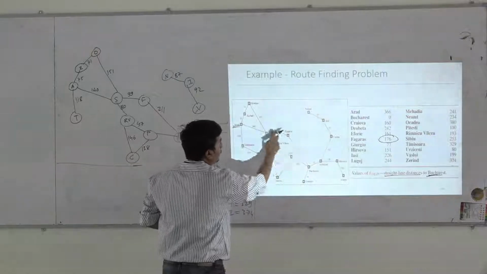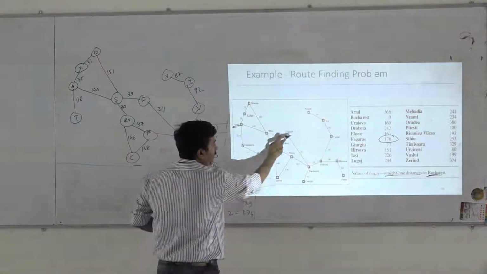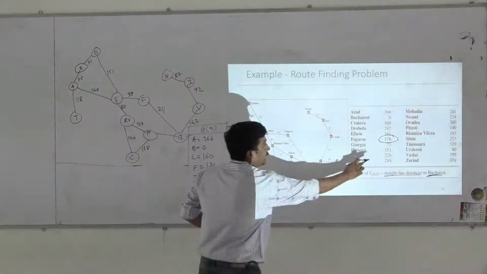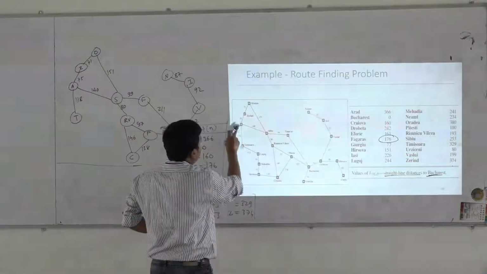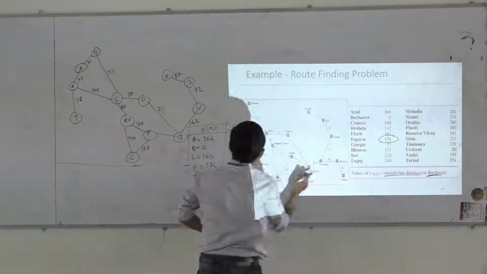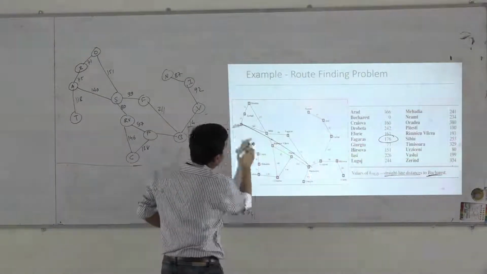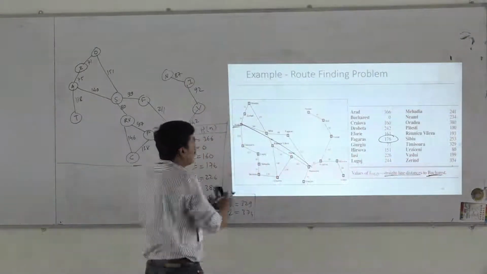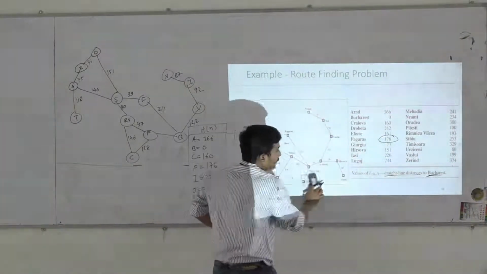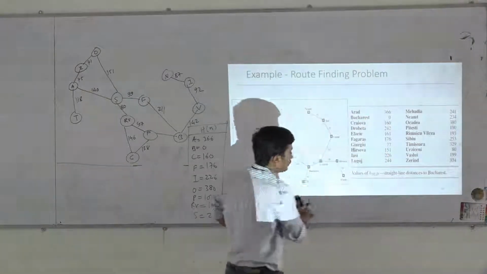These values represent the straight line distances from this city to this city. So the value 366 is the straight line distance between these two cities. So which is the best heuristic possible for this problem, right?